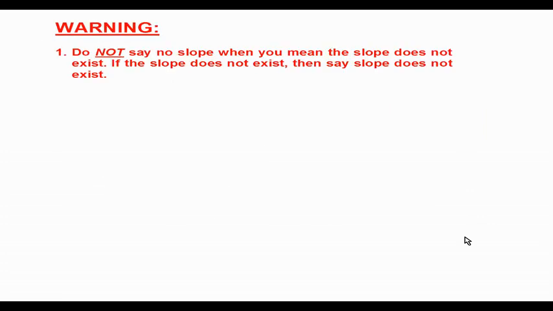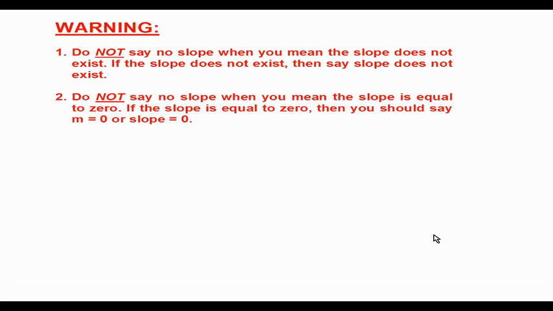So, warning. Number 1, do not say no slope when you mean the slope does not exist. If the slope does not exist, then say slope does not exist, or if you want, say that the slope is undefined. Number 2, do not say no slope when you mean the slope is equal to 0. If the slope is equal to 0, then you should say m equals 0 or slope equals 0. Okay, 0 is something. It's a way to quantify nothing.